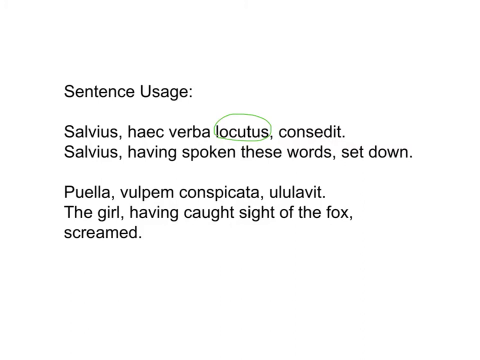All participles behave as adjectives. Let's check out if that's true for the PAPs too. Look at locutus. It is describing Salvius in number, gender, and case. Both are singular, nominative, and masculine. Next, notice that haec verba is the direct object of locutus. Having said what? Having spoken these words. Having a direct object is a verb feature of the participle.